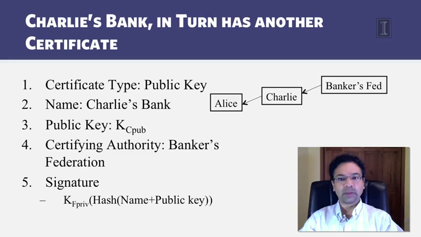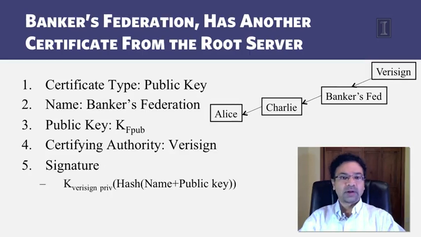So anyone receiving this would be able to then verify that in fact the name, public key, and the signature are in fact matching with each other. The Bankers Federation would be given another certificate by VeriSign, a well-trusted authority. The VeriSign would now be at the root of the certificate tree in this particular case. And this particular certificate given by VeriSign to the Bankers Federation would say that the Bankers Federation is being given the public key KFPub, and then it's signed by the VeriSign authority. Everyone trusts VeriSign, we are assuming here, and so everyone is able to verify this certificate.